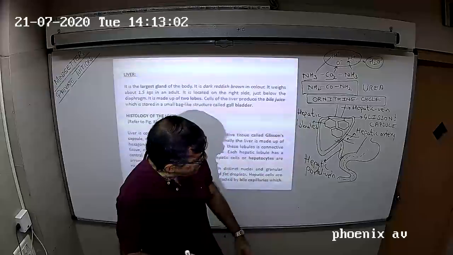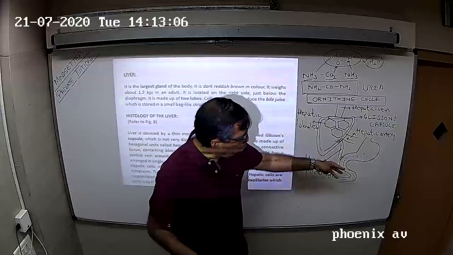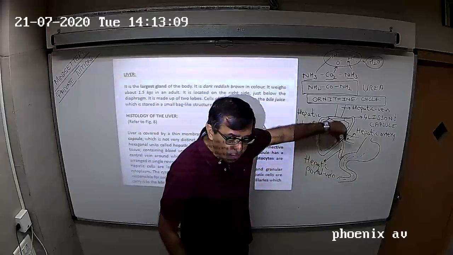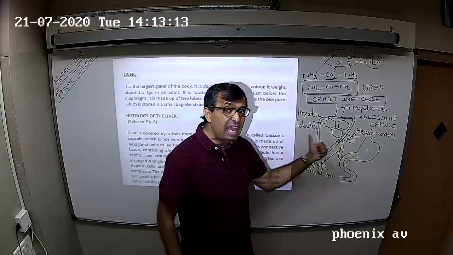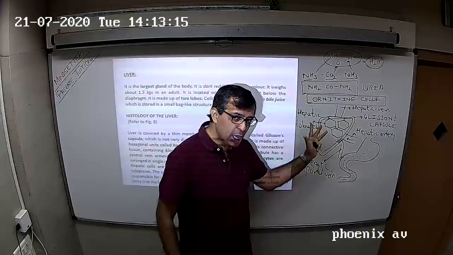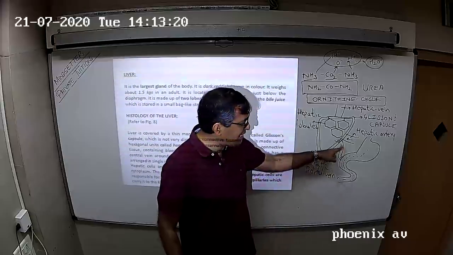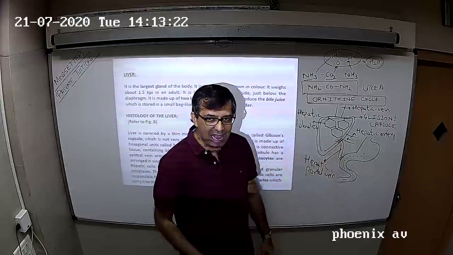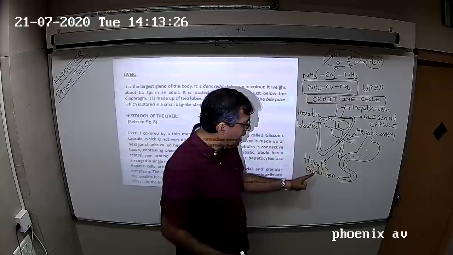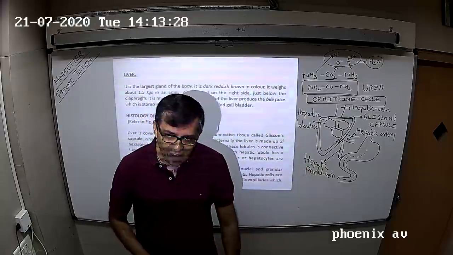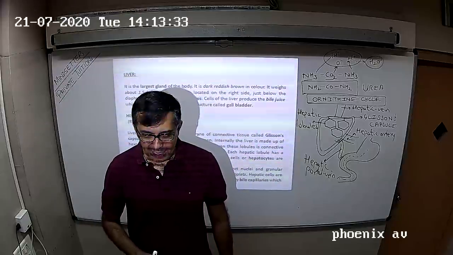So, in the intestine, who absorbs the food? Capillaries. What did capillaries unite to form? Vessel. And what did the vessel on entering the liver again form? Capillaries. So what is such a structure called? Capillaries, vessel, capillaries is called a portal vessel, and this is called the hepatic portal vein. So what is this called? A hepatic portal vein.